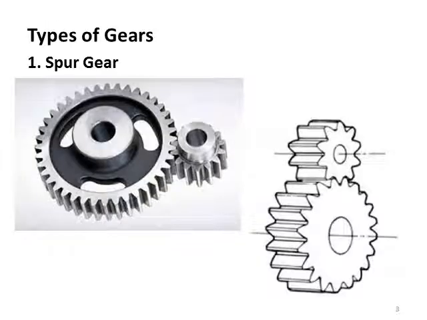Spur gear is the simplest type of gear, in which the teeth axis is parallel to the shaft axis. Or we can say that teeth are cut parallel to the shaft.